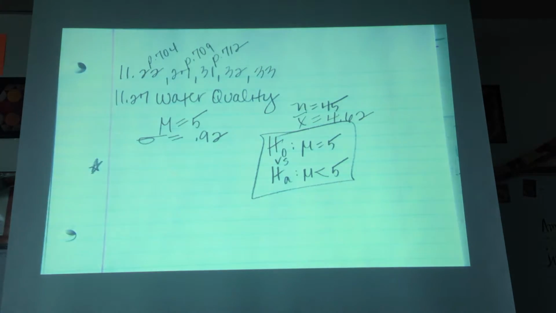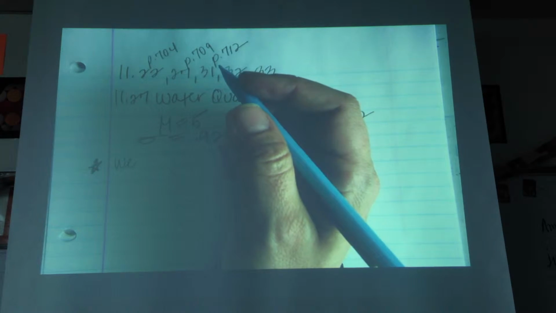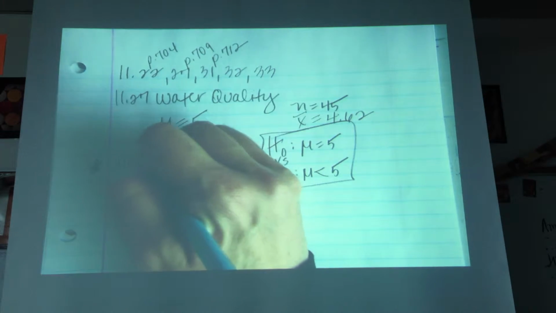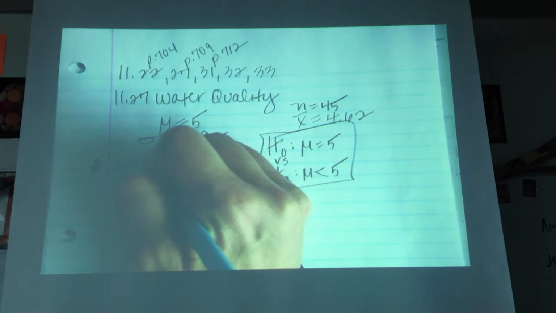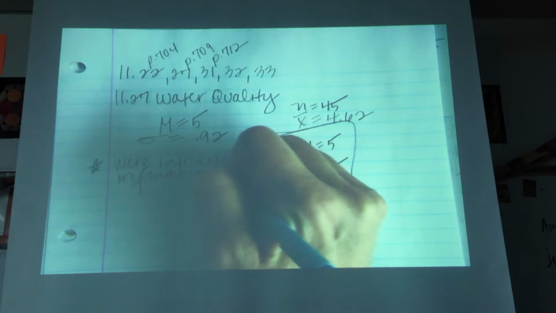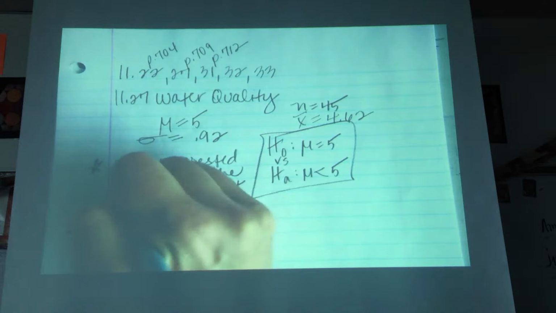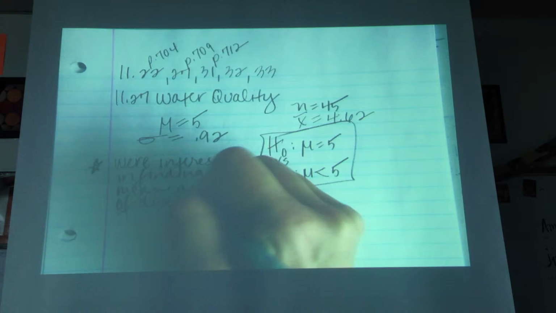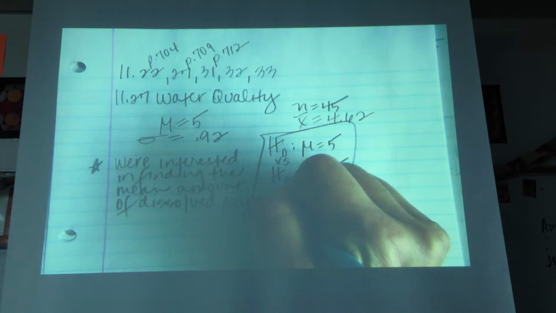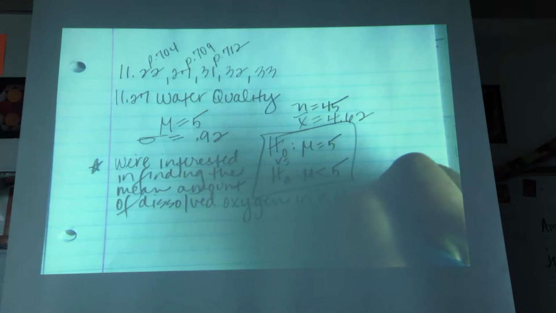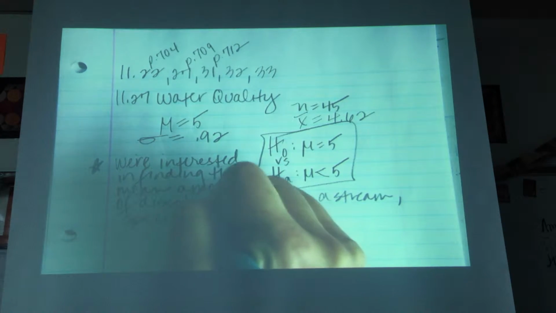First of all, I need to define the parameter and the population of interest. We're interested in finding the mean amount of dissolved oxygen in a stream. Specifically if it's less than 5.